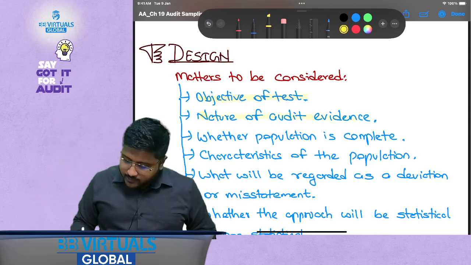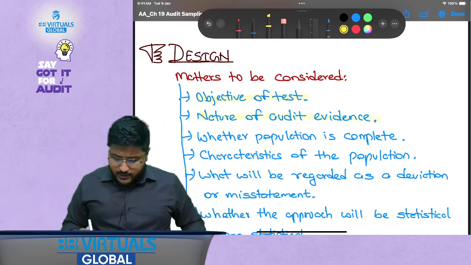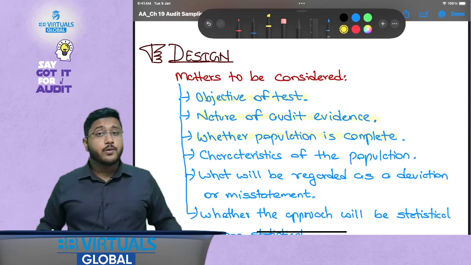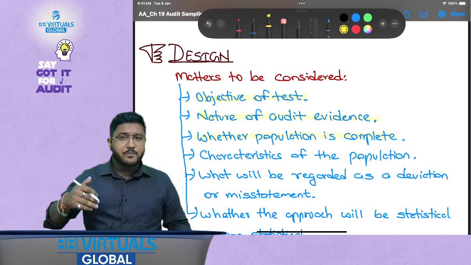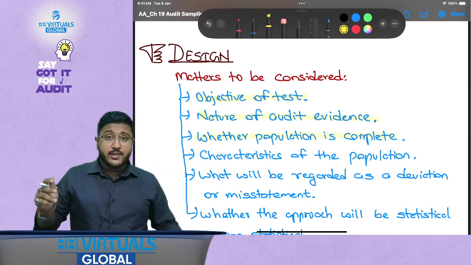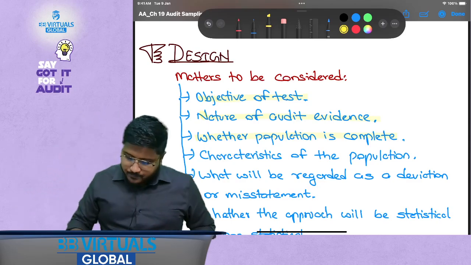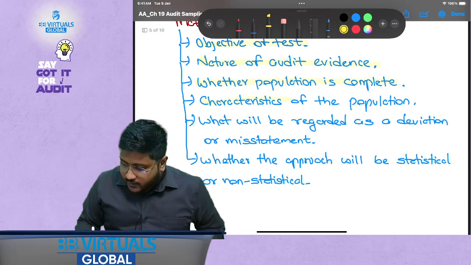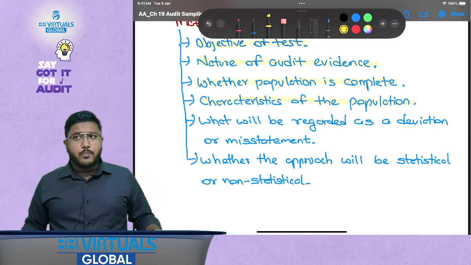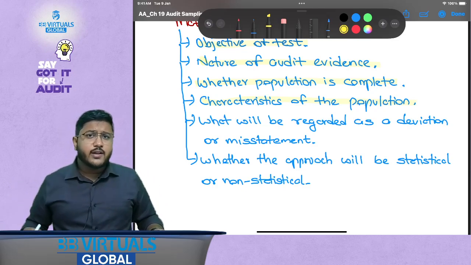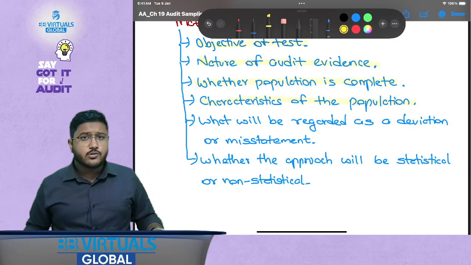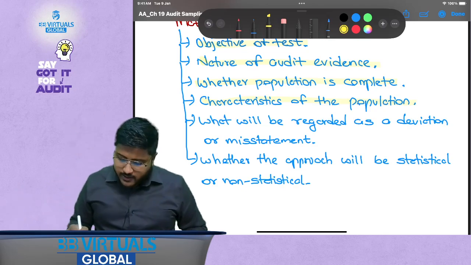Then the nature of audit evidence, is it more reliable or less reliable, and whether the population is complete, because sometimes you might take these samples from an incomplete population, and then after verifying these samples you will not be able to conclude on the entire population because they are not representative. Then the characteristics of the population, is the population clean, or are there any characteristics that tell us the population is not reliable or has certain adjustments that need to be done.